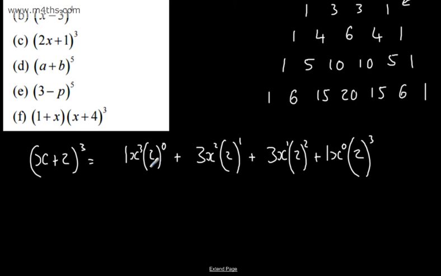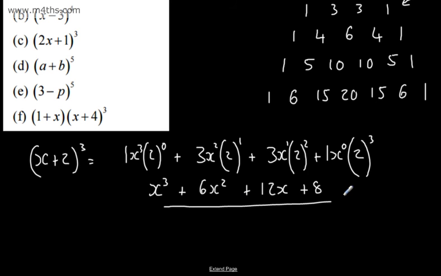So if we look, this is just going to give me 1x cubed, or x cubed. This is going to give me 3 times by 2, which is 6. So that's going to be plus 6x squared. 2 squared is 4, 4 times 3, that's going to give me plus 12x. And this one right here, 2 cubed, is going to give me 8, and we're going to have 8 multiplied by x to 0, so this is just plus 8, and that has been expanded.